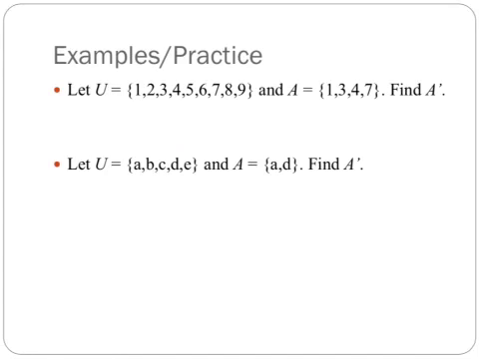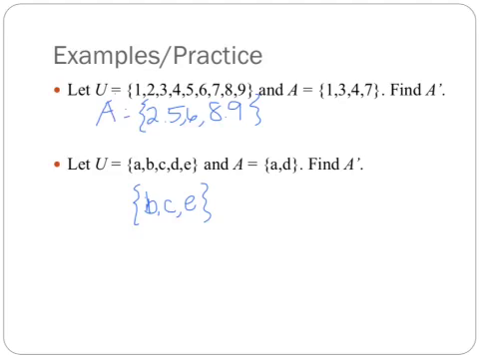Okay, so you get a chance to practice. You're given the elements 1 through 9. Set A is 1, 3, 4, 7. So A complement equals set 2, 5, 6, 8, and 9. Alright, A complement for the second, B, C, and E. Hopefully you understand again, it's the elements that are not in the given set.